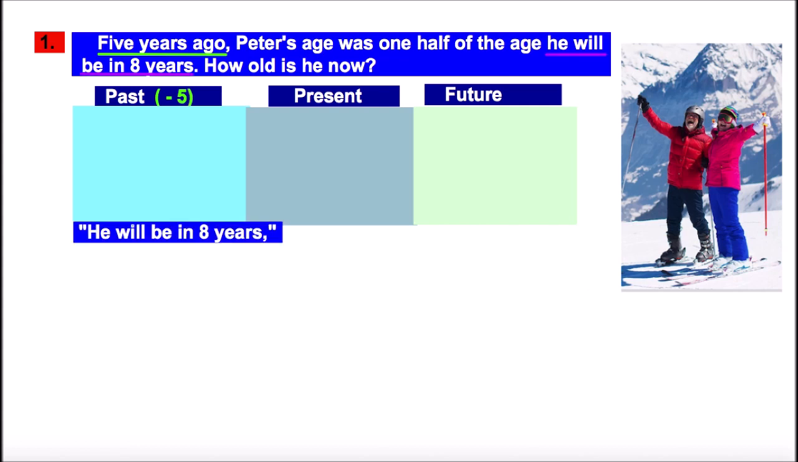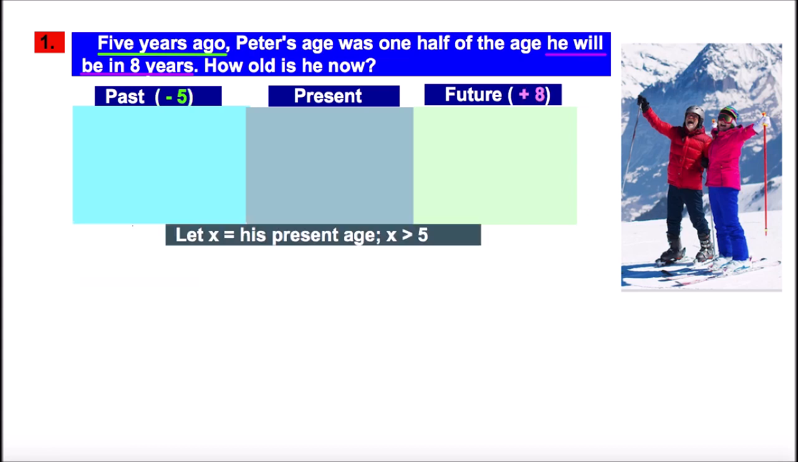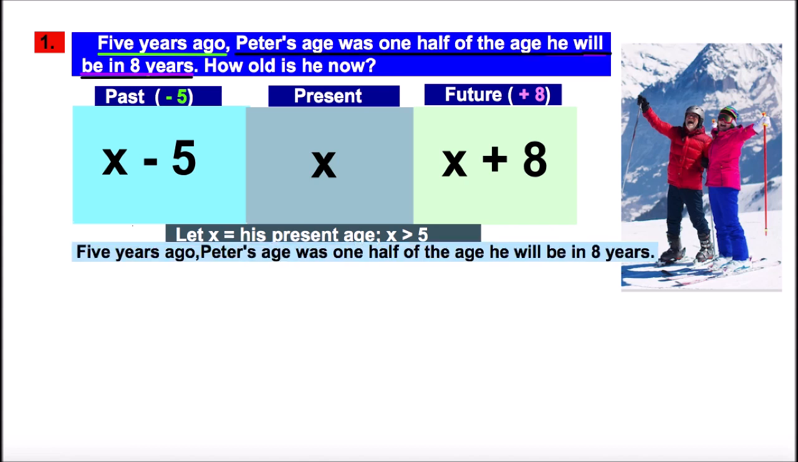He will be in 8 years. It means in 8 years he will be 8 years older than now. Thus, his future age equals present age plus 8. Let x be his present age, such that x is greater than 5. x minus 5 is his past. x plus 8 is his future.